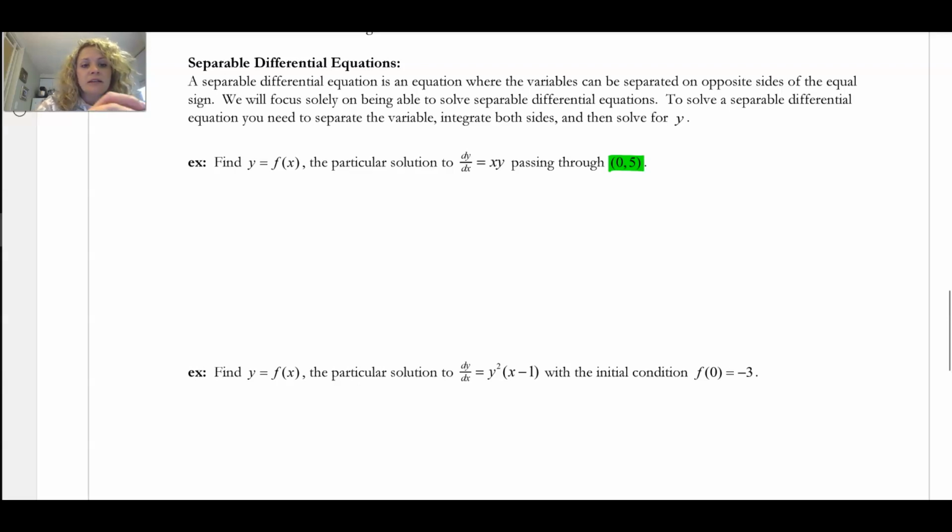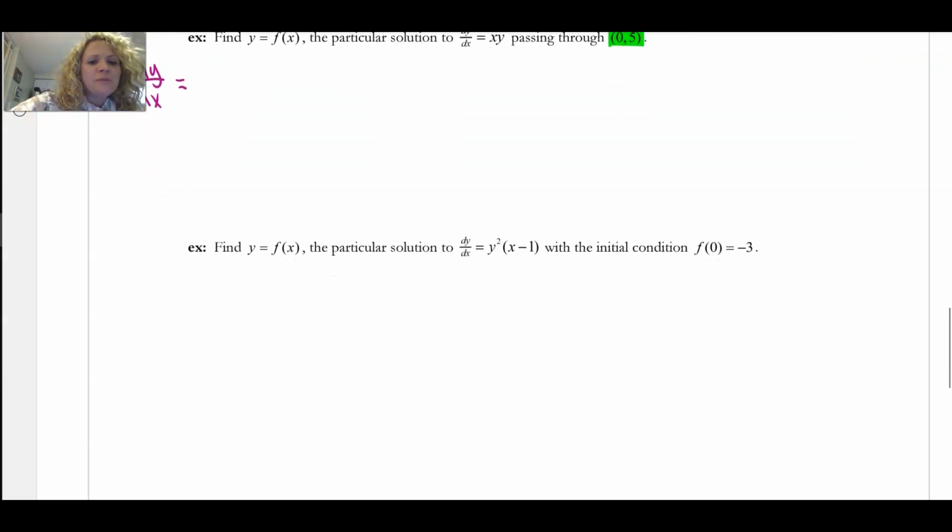So the first thing that I'm going to do is just rewrite my dy dx. So dy over dx equals, and we said that's equal to x times y. That's my cat in the background. Oops.